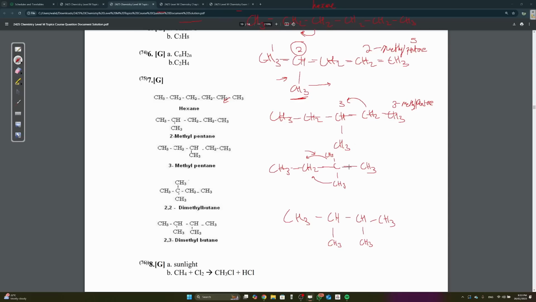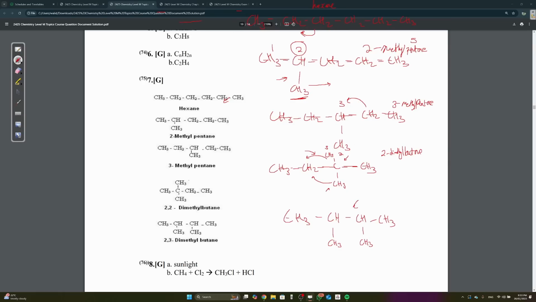Over here, we have 2 branches, right? Take your longest chain. How many carbons? 4 this time, right? So it's going to be butane, something butane. On what number carbon is the branch? If you count from the left, it's number 3. If you count from the right, it's number 2. So 2 dash. What's our branch? Methyl. But how many do we have? 2. So you have to say dimethyl butane.